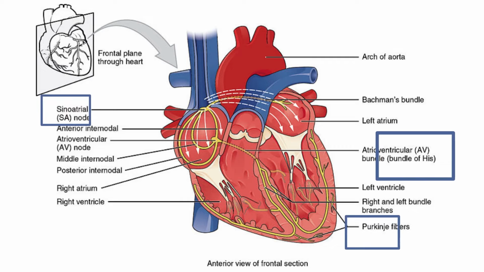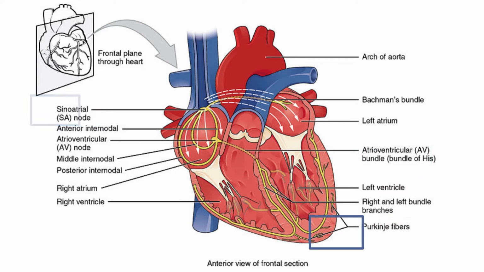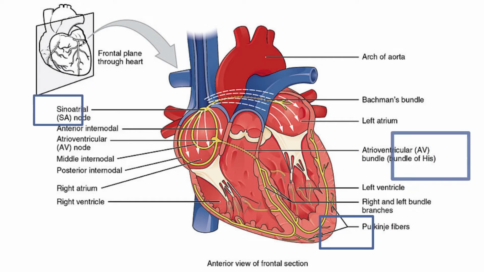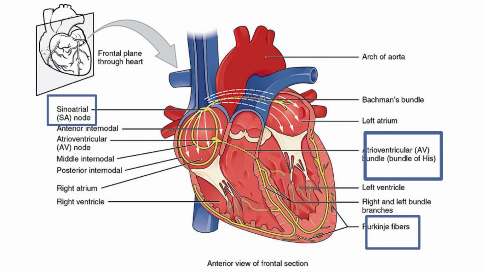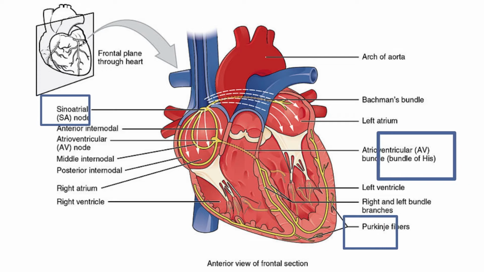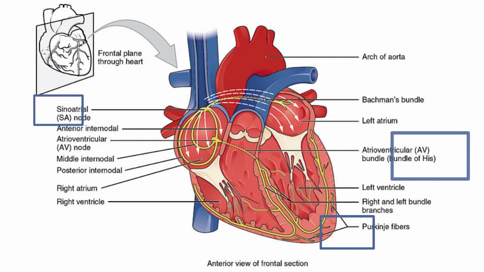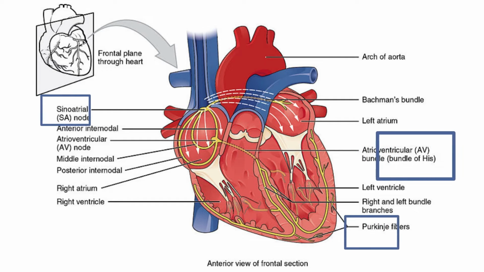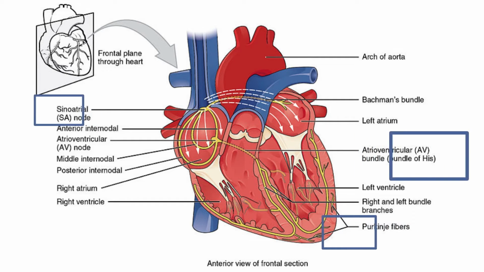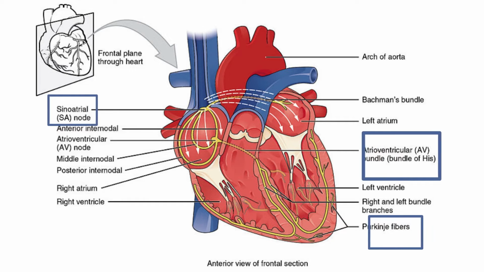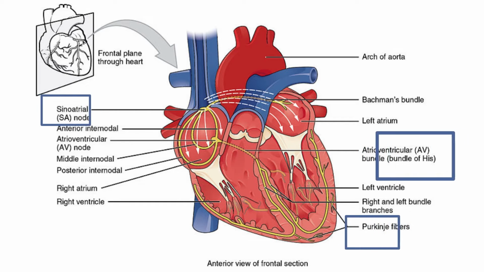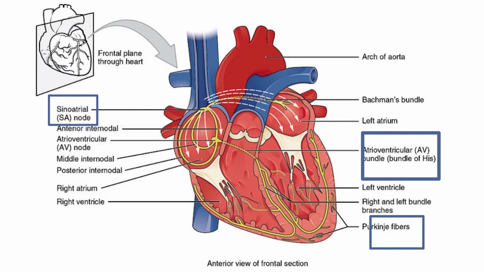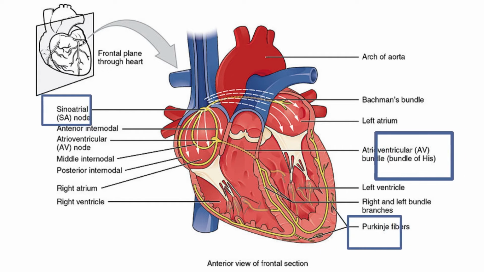The bundle of His is the only electrical link between the atrial muscle mass and the ventricular muscle mass. Therefore, the AV node acts as an electrical gate. Cardiac impulse arising from the SA node spreads all over the atrial muscle mass but has to pass through the AV node before transmission to the ventricular muscle mass. At the AV node, there is always a delay of about 200 milliseconds before the impulse is transmitted to the bundle of His. Another important property of the AV node is that it is not capable of transmitting impulses at a very rapid rate.